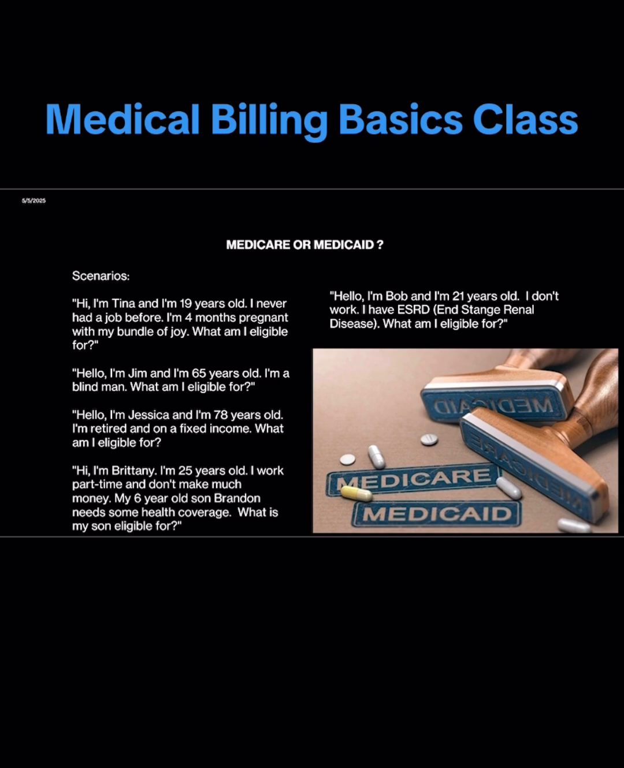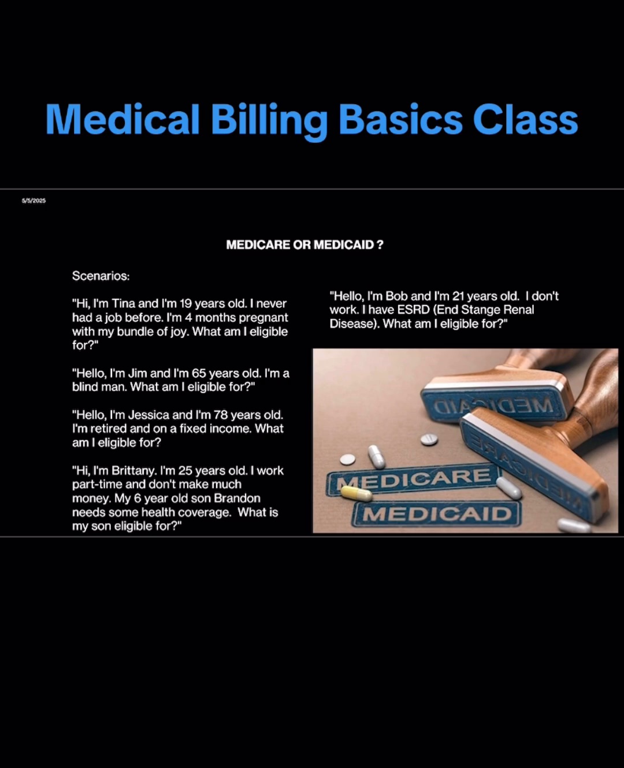Now, moving on. Hello, I'm Jessica, and I am 78 years old. I'm retired and on a fixed income. What am I eligible for? Okay. So in this case, if we had more clues, I would say for sure Medicare, because she's past 65 years old. I would say just Medicare. But in some cases, if we have more information, she could be dual eligible. She is on a fixed income, so it just depends, and if she had any other healthcare requirements. But for sure, we know Medicare, okay? So if you answered Medicare, you're right.